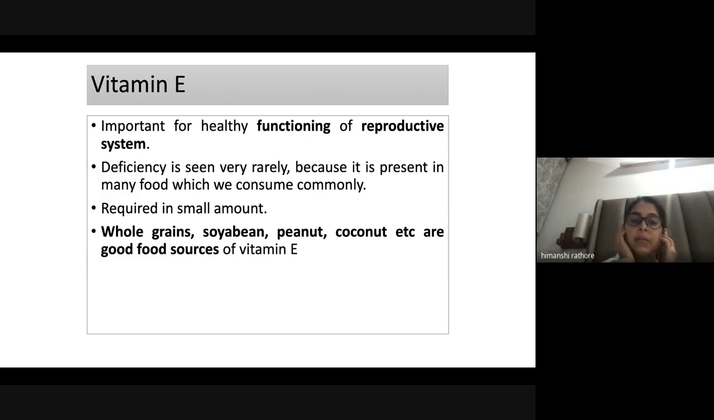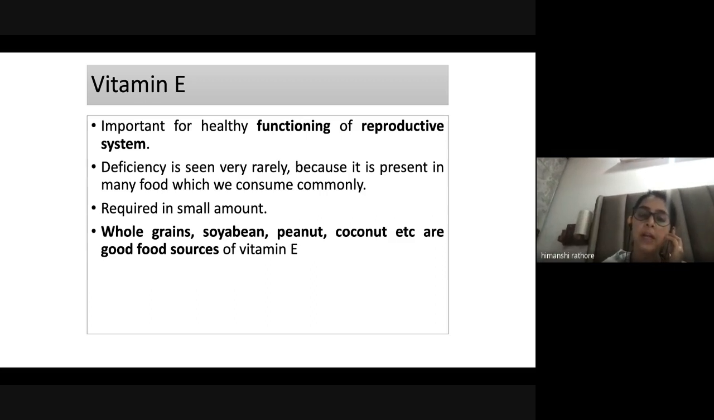Like in whole grains, vitamin E is there. In nuts, peanuts, almonds, they all contain vitamin E. And coconut is a good source of vitamin E because coconut has a lot of oil in it. Coconut oil is present in that. So they all have enough amount of vitamin E, and vitamin E is absorbed easily in our body, and that is why its deficiency is not seen commonly. Of course, vitamin E is important for the reproductive system, but like other vitamins, its deficiency is not common because it is present in almost all food groups.